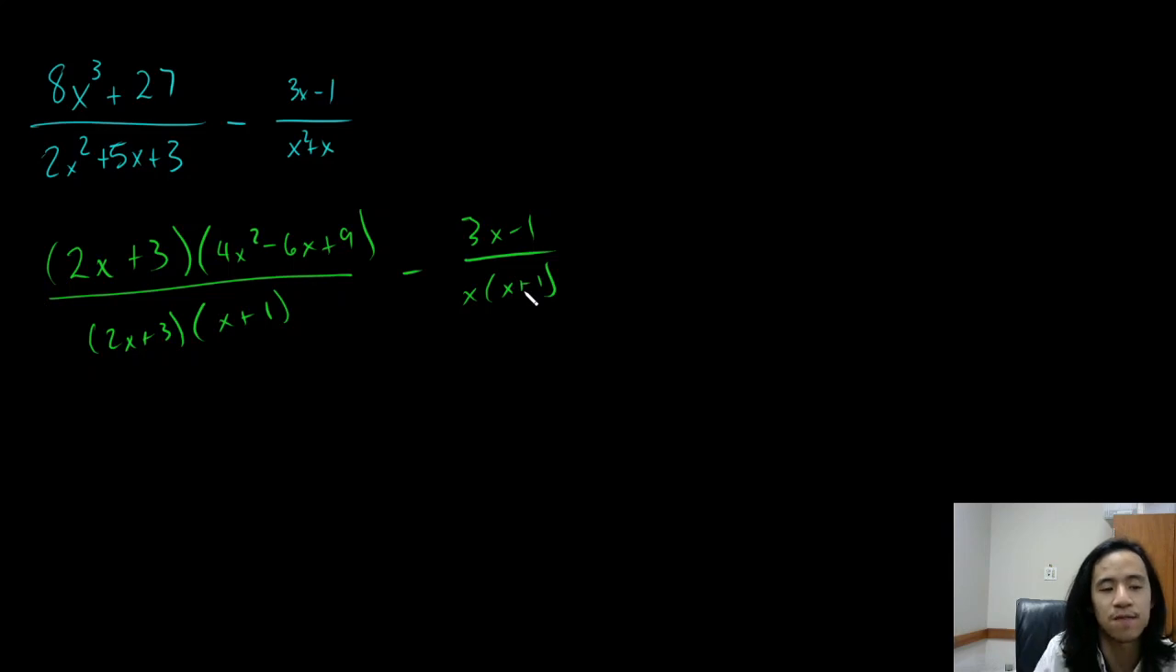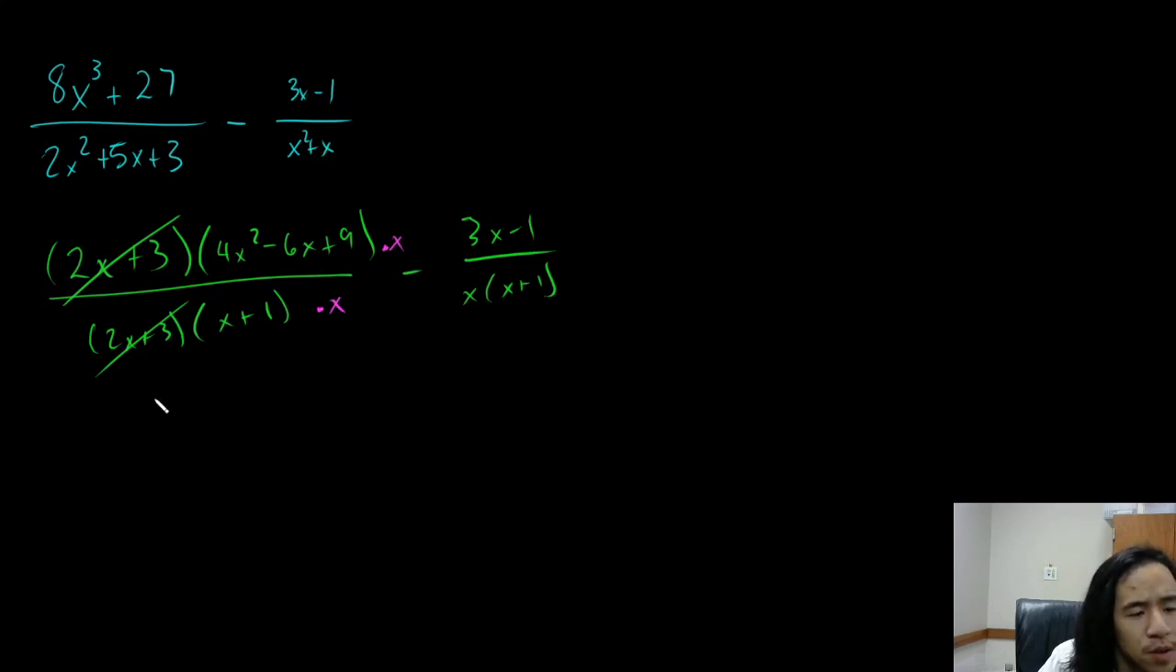So we factored everything first. Now let's simplify. The 2x plus 3 will cancel out. But now we have to find the least common denominator. The first one already has x plus 1, but it's missing an x. So I'm going to multiply the top and bottom by just x. And this one already has an x plus 1, so we don't need to multiply the second one by anything. Let's see what we're going to get.